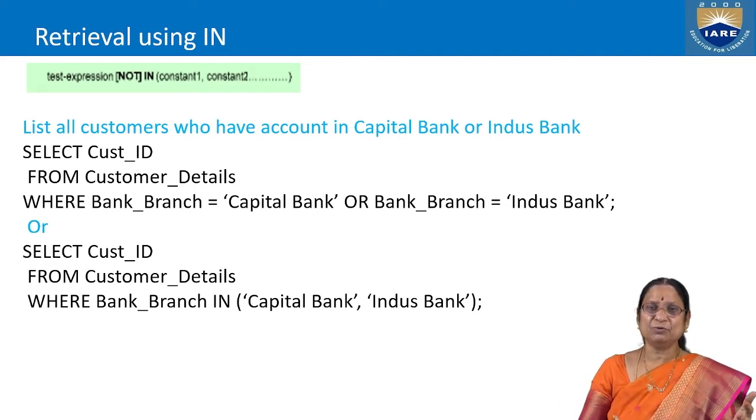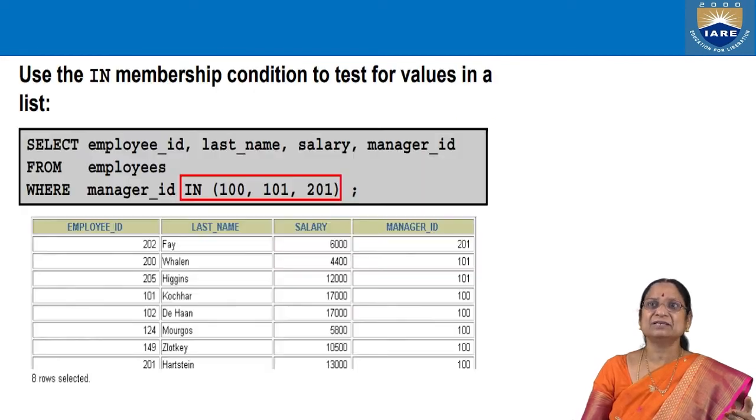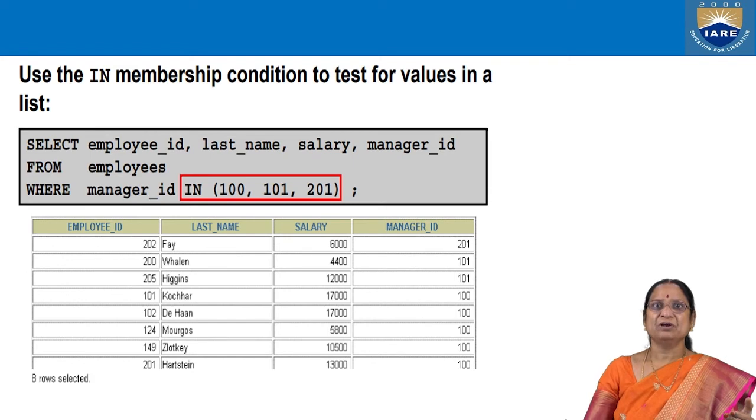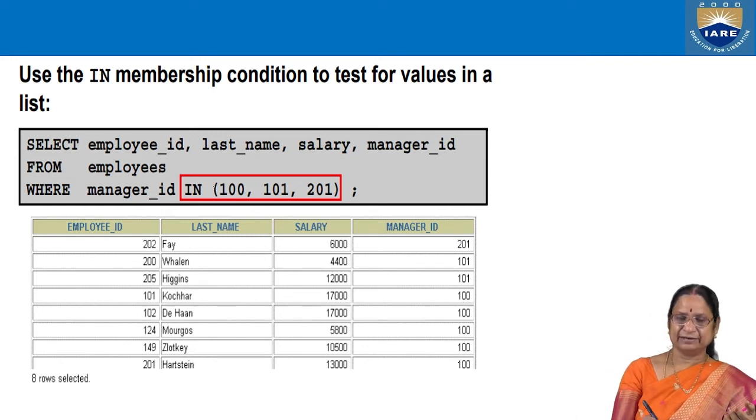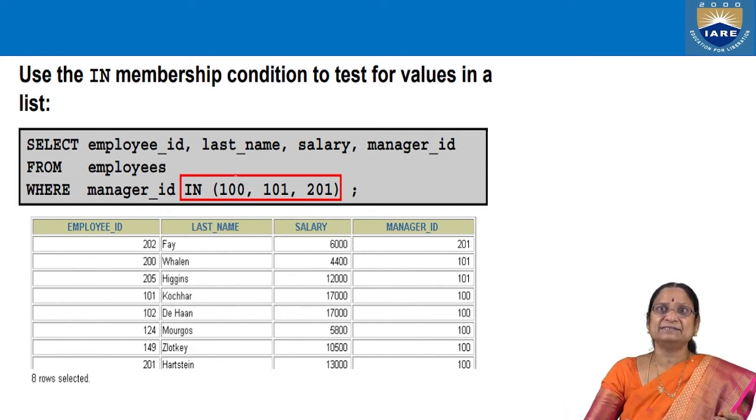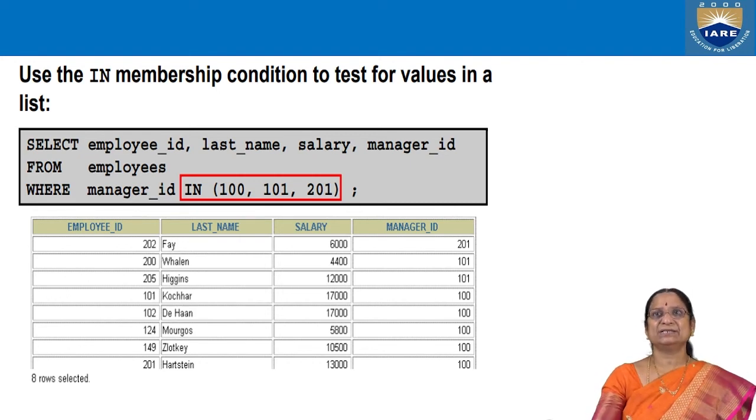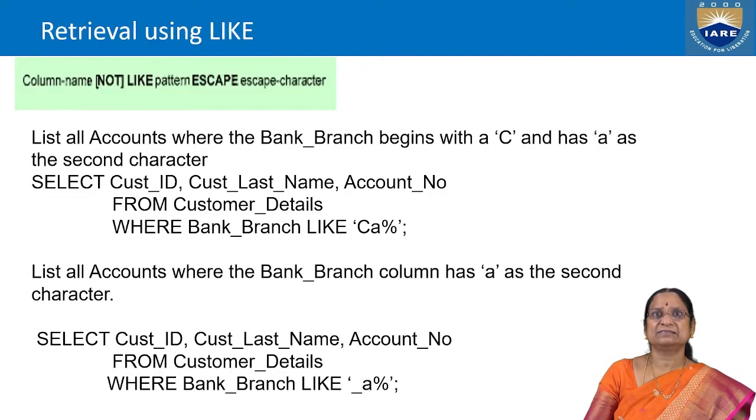If it is having 3, 4, 5 values like that, then the IN operator is better than using the OR operator. For example, manager ID is 100, 101 or 201, then we are using IN. Or you can write manager ID is equal to 100 or manager ID is equal to 101 or manager ID is equal to 201. IN is a membership condition to test the values in a list. If it exists, it will return the respective row to the result.